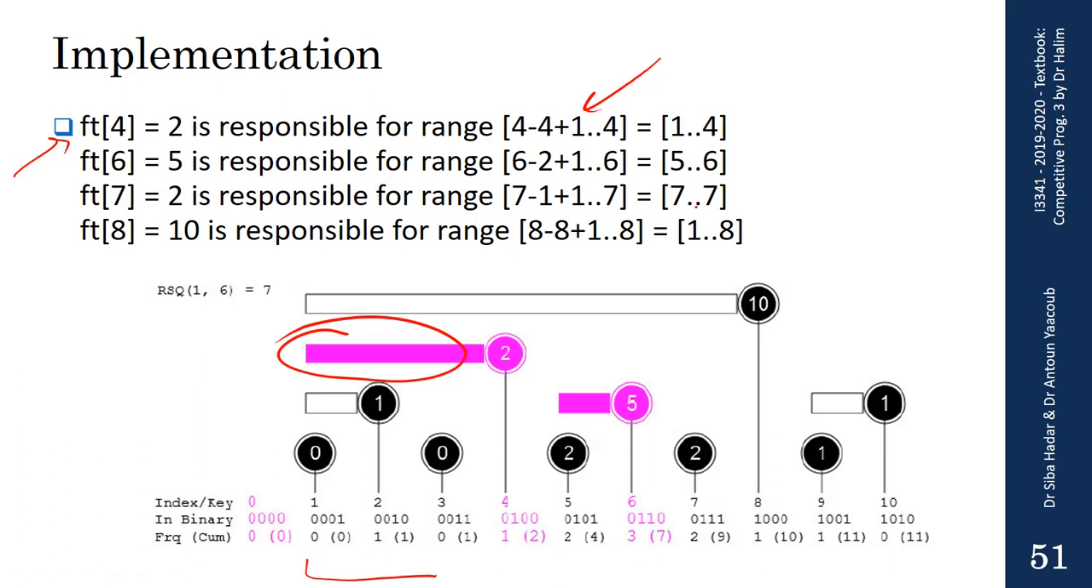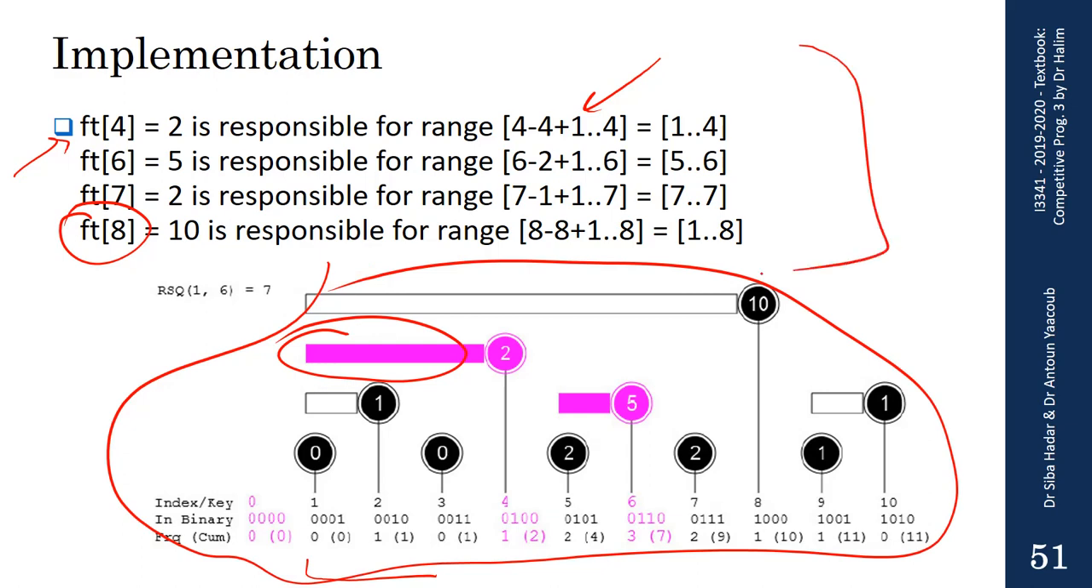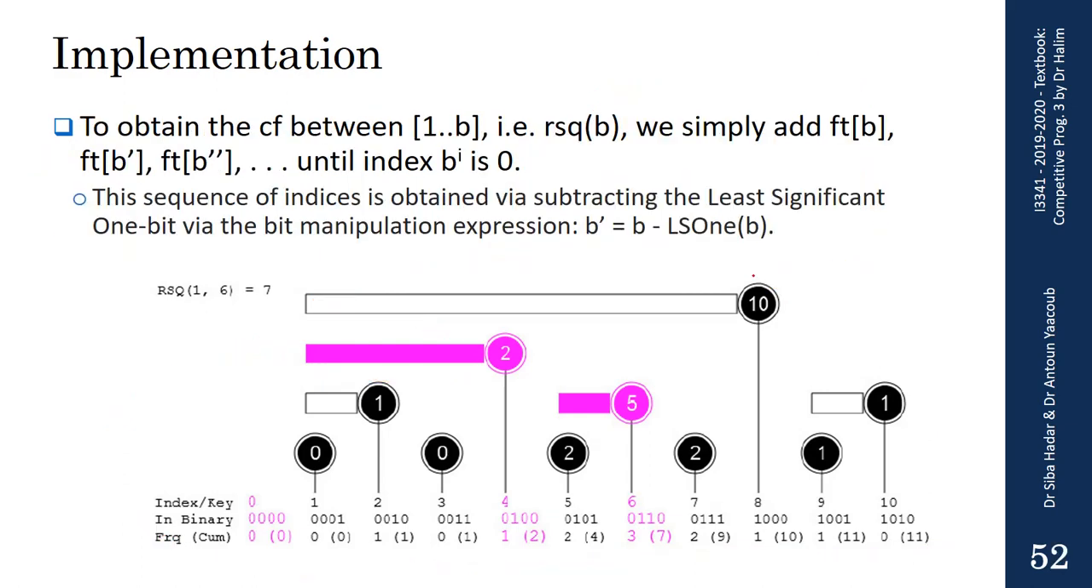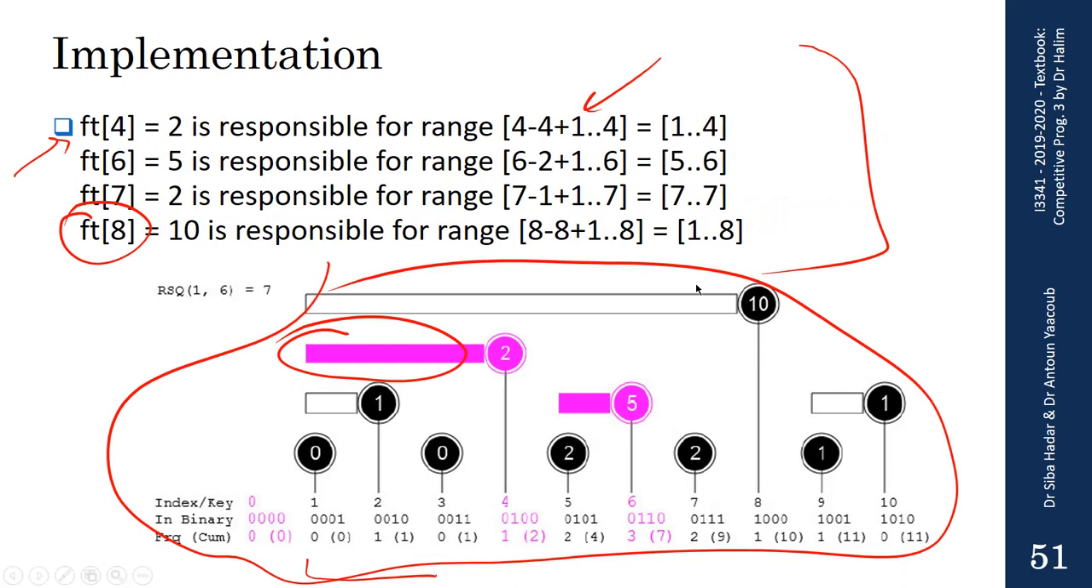7 is responsible just for 7. 8 is responsible for the range 1 to 8. So if I find the value of ft of 8, I have the range sum query of all the elements from 1 to 8. So obviously when doing the implementation, you will not see that, so you need to find it directly using the code. And you see it's very easy. So this is for the construction of the tree.